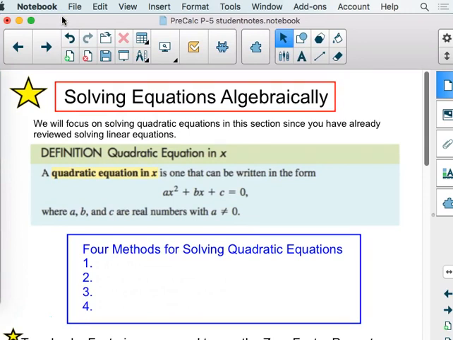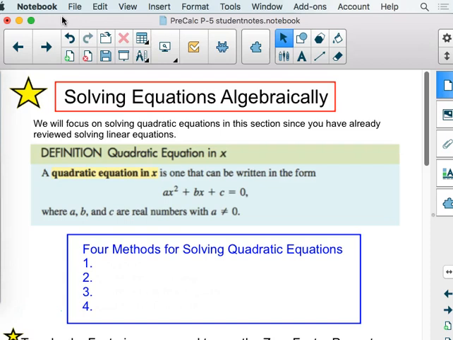A quadratic equation in x is standard form ax squared plus bx plus c equals 0. Notice that it's equal to 0. That's our standard form. Where a, b, and c are real numbers and a is not 0. Because if a were 0, this would be a line. We want to study lines, we already did that. We want to study quadratics. If a is 0, this is gone, and we just got a line.